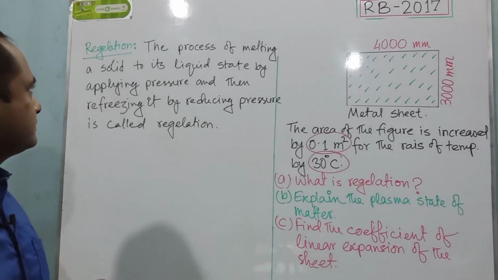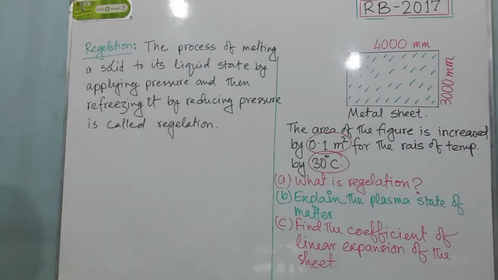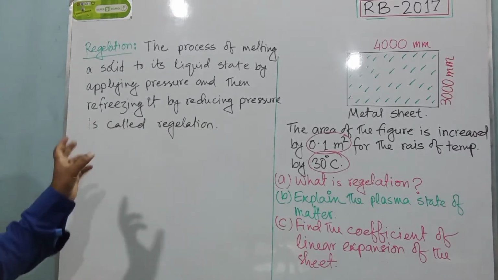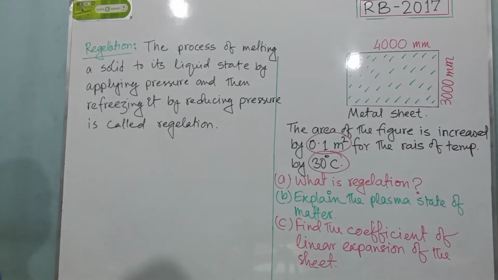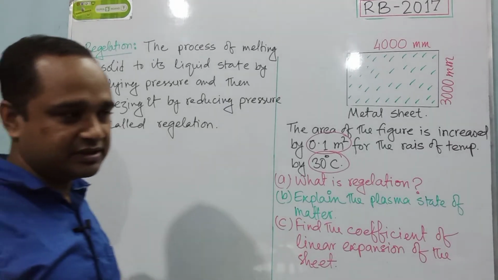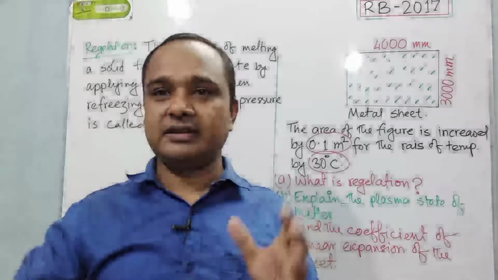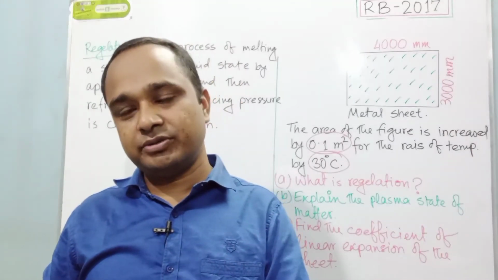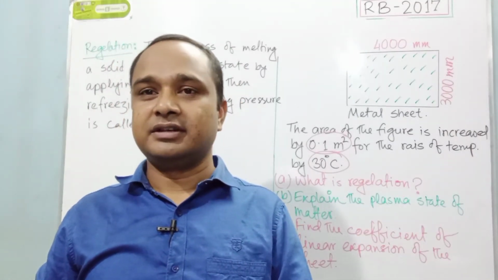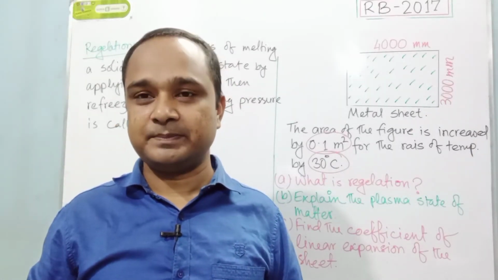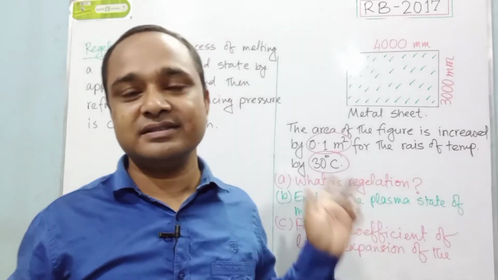According to the definition of regelation, the process of melting a solid to its liquid state by applying pressure and then refreezing it by reducing pressure is called regelation. That is, first we have to apply pressure to melt a substance from solid state to liquid state, then we will reform it to the solid state by reducing pressure. This process is known as regelation.